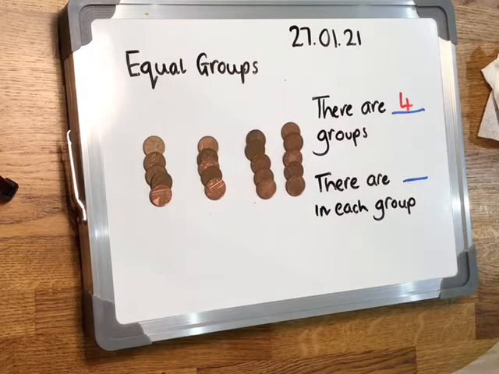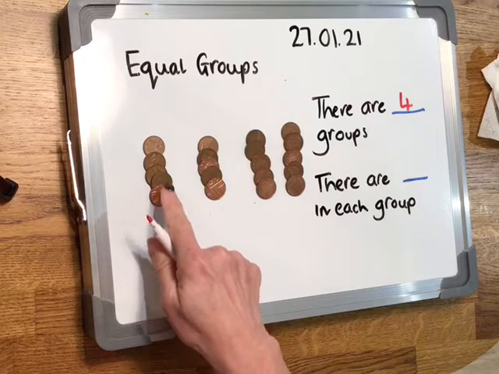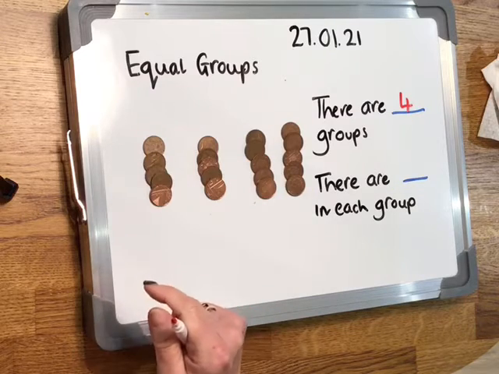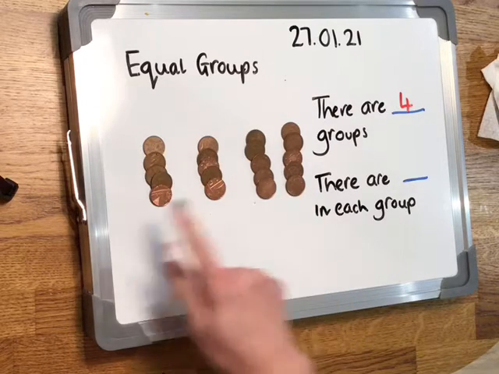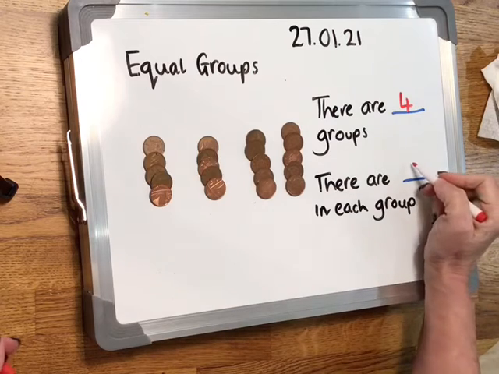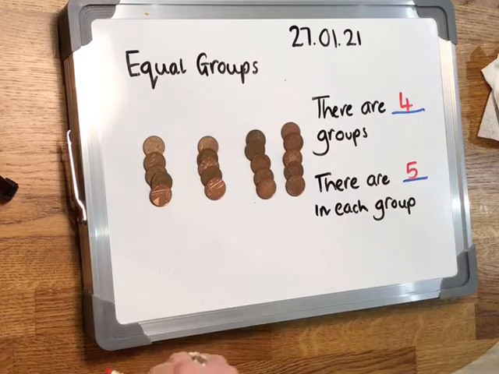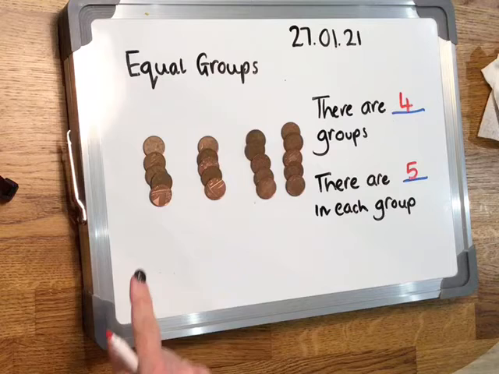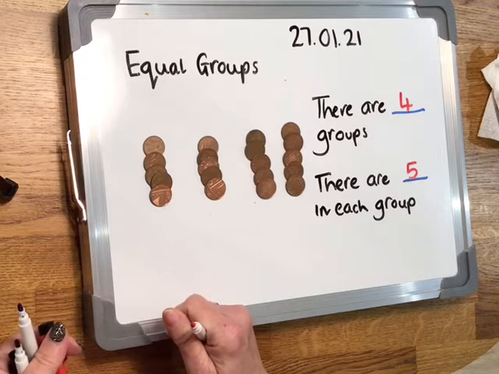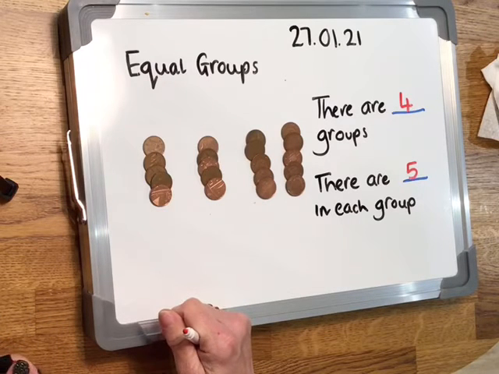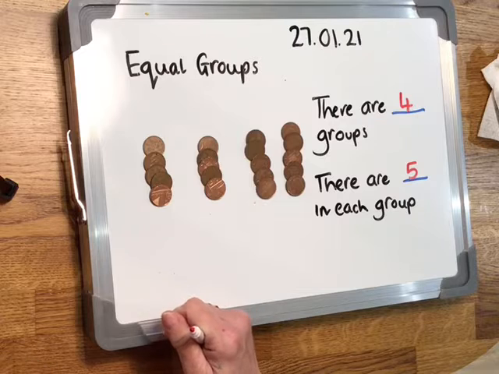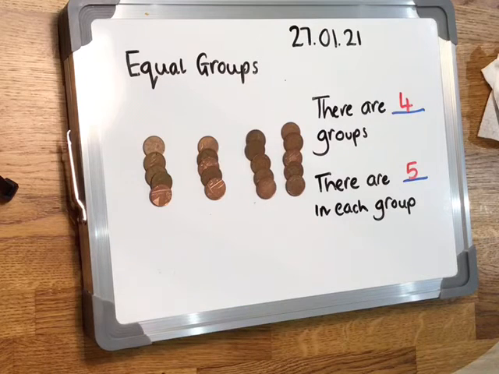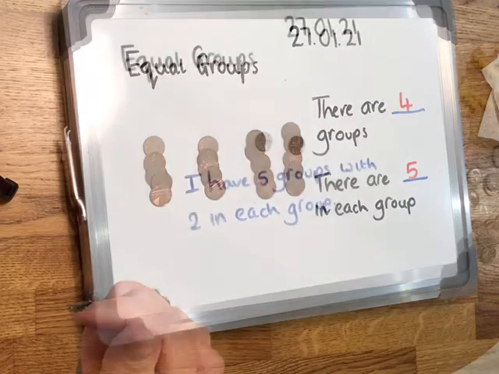How many are there in each group? Let's count. 1, 2, 3, 4, 5. There's 5 in that group. And I know there's 5 in all the others because they are equal groups. So there are 5 in each group. So to describe this group, I could say there are 4 groups and there are 5 in each group. I want you to pause the video here, children, and complete the Your Turn activity on the PDF file.